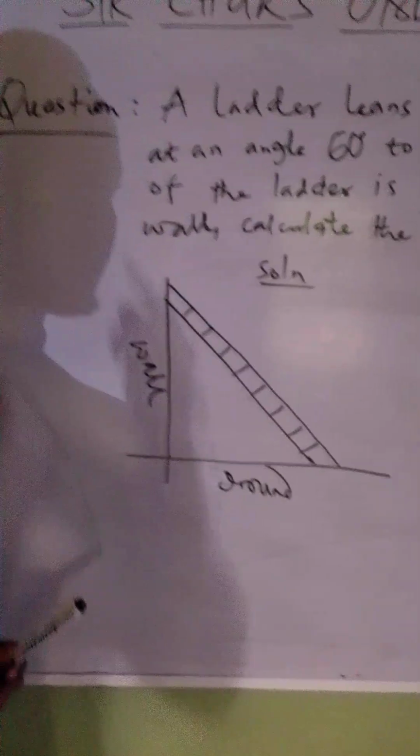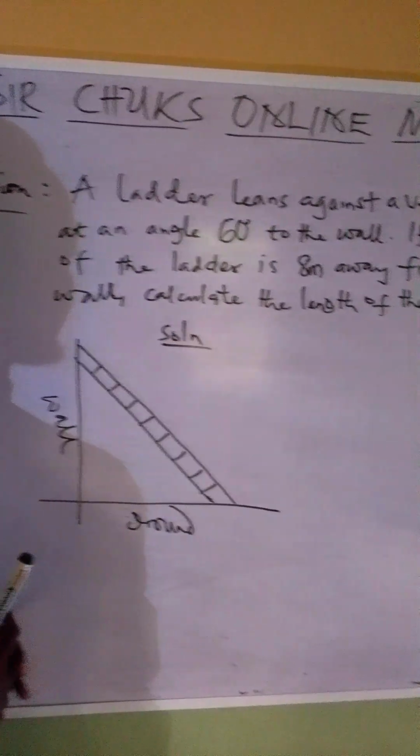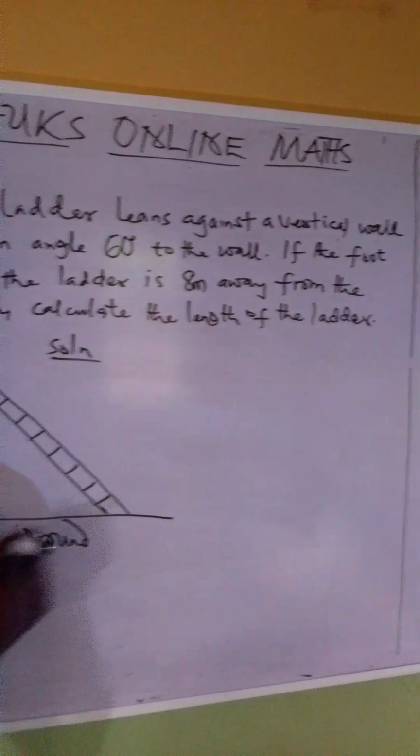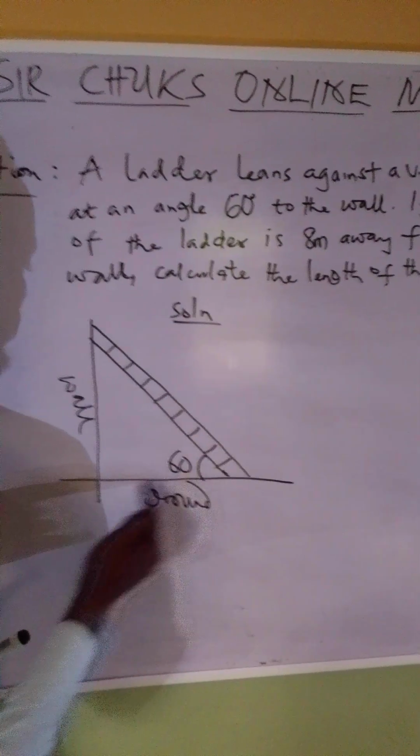Okay, now the question says that a ladder leans against a vertical wall. Leans. So the ladder is leaning on the wall in a slanted position. Now at an angle of 60 degrees. So this angle here is 60 degrees to the wall.